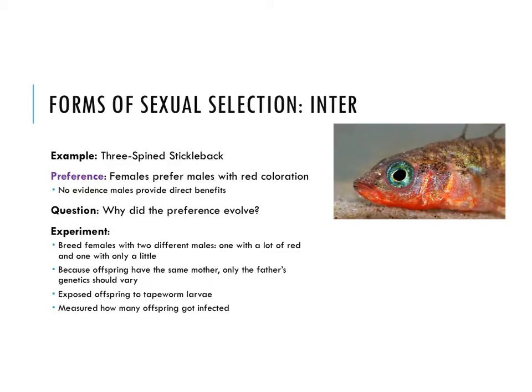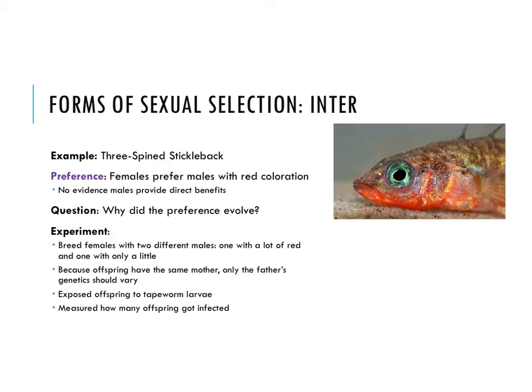In the three-spined stickleback, females prefer males with red coloration. You can see the red in the picture here. And in this system, there's no evidence that males provide any direct benefits to the female. So we can ask the question, well, then why in the world did this preference evolve? What is the selective advantage for the female of this preference?